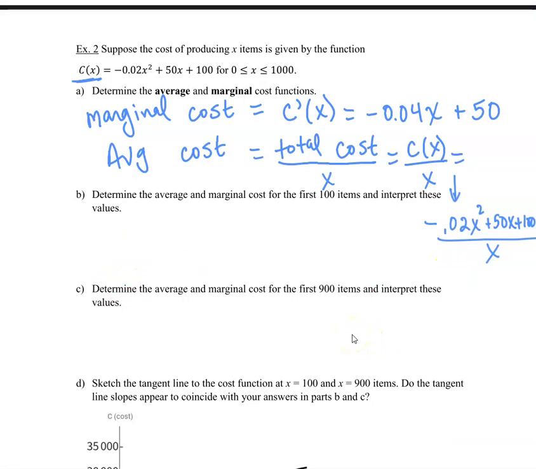B says determine the average cost and the marginal cost for the first 100 items. So let's do each of those. The average cost, I'm going to go ahead and write, we'll call it A of x, that's fine.